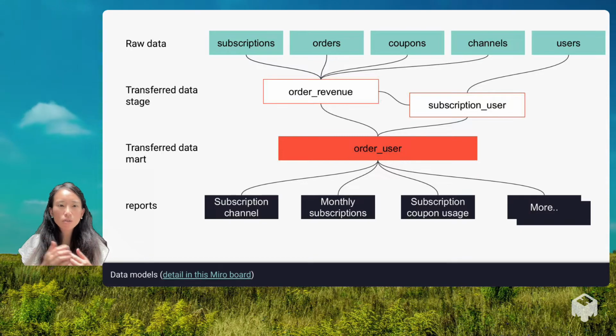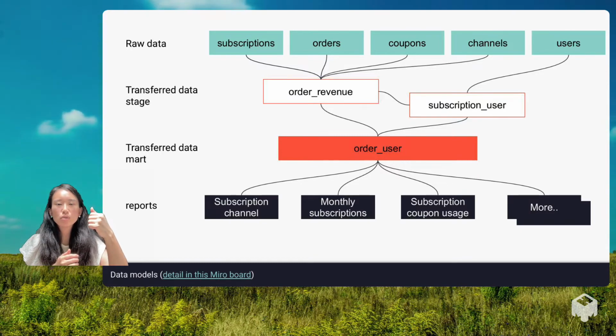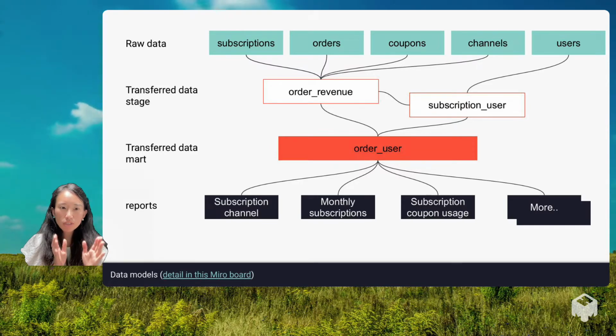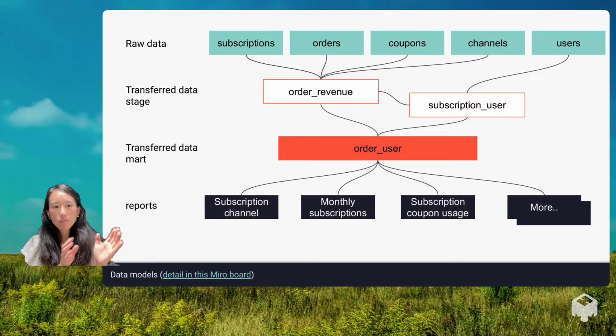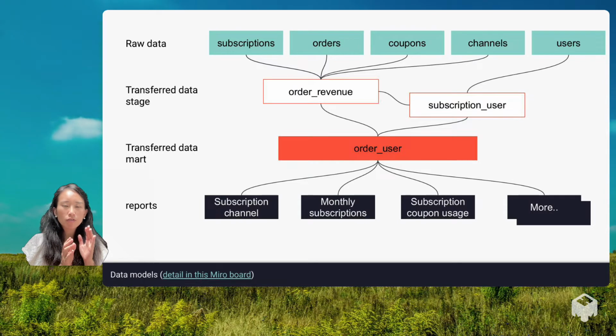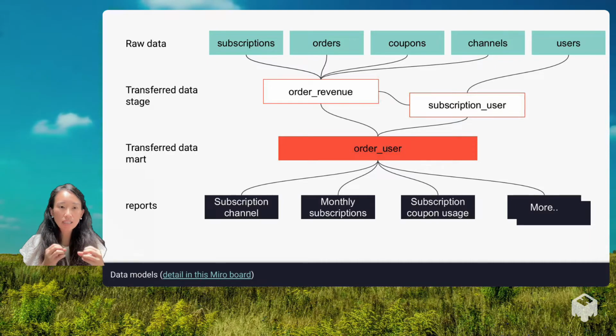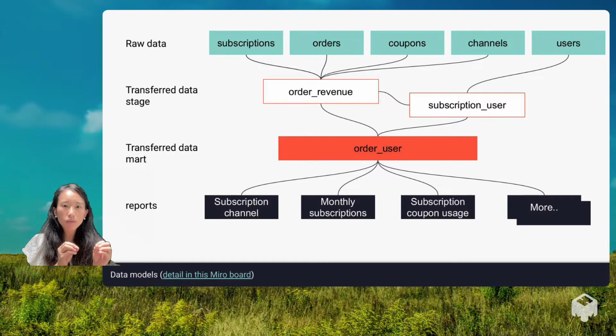So think about what the raw data we need to have is. Okay, we need to have subscription, orders, coupons, channels, and users data. And from there, we can do the first transfer. We want all the money things together. So we have the first transfer data, we call it stage. Because we don't just give this stage table to the end user, we will transfer it again. So the first stage data will be order revenue.